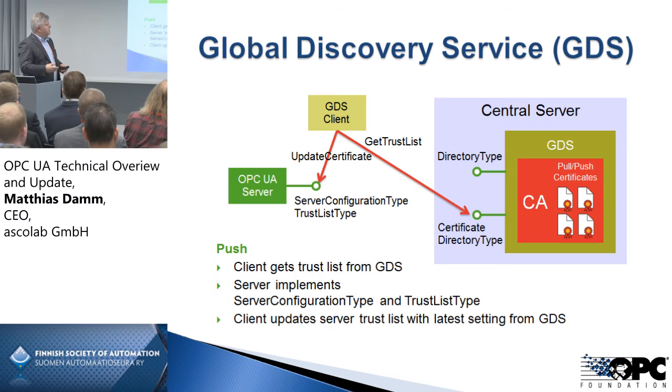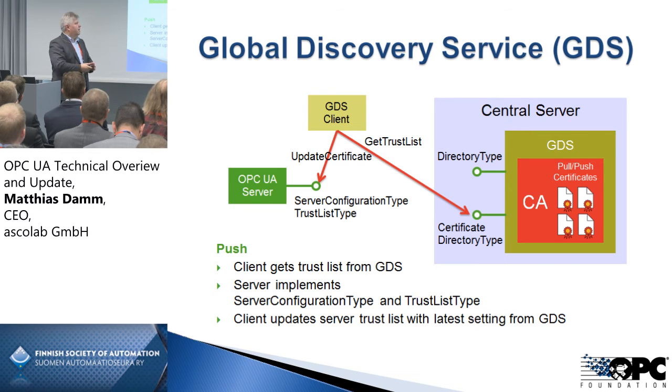But there are also cases where applications are just an OPC UA server, so it cannot go to another server and ask for something, and therefore we also have the so-called push model. So we have a standardized API defined for OPC UA servers called server configuration type that allows remote administration of the security settings and the certificates in the trust list. And that can be used by a GDS client that is part of a GDS setup to fetch updates from the GDS and then to push it down to the OPC UA server.